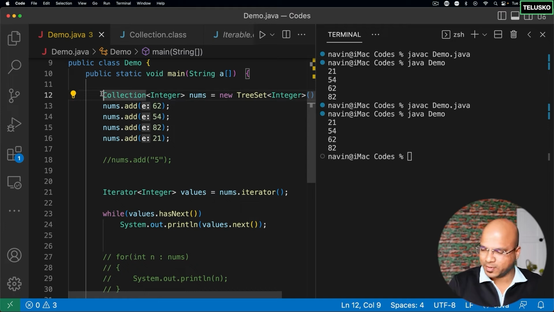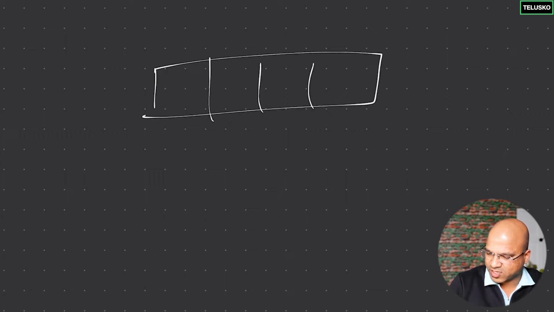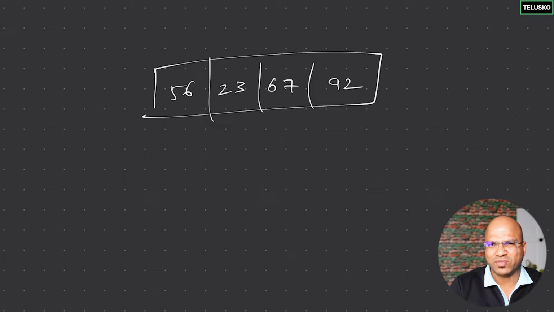But why do we need map? See, when you work with a list, let's say we have a list of values, 56, 23, 67, and 92. Now we have these values, right? And if you work with an array list, or a list, basically, and you want to work with these values, you need to work with the indexes, right? We have to say 0, 1, 2, 3.